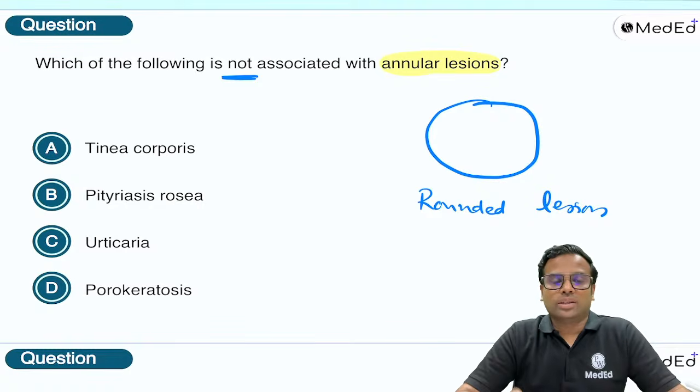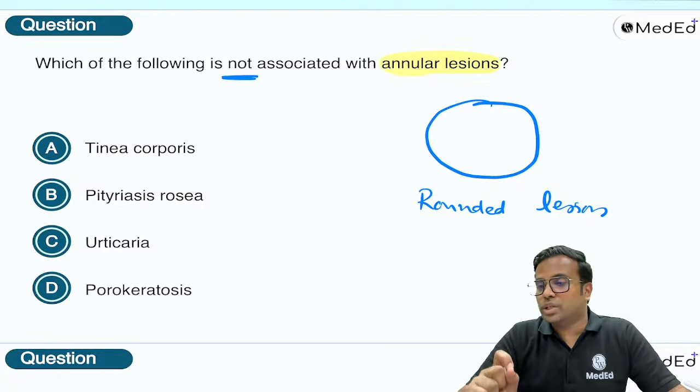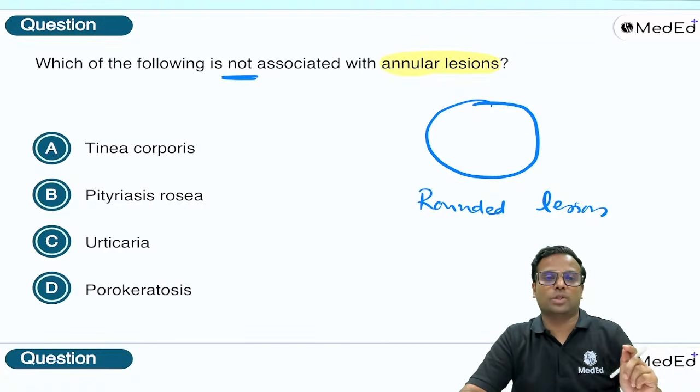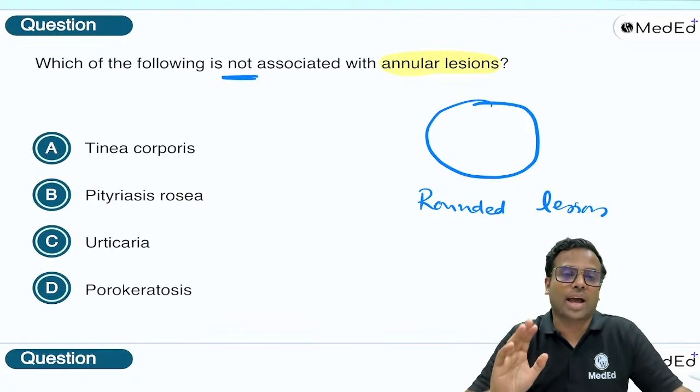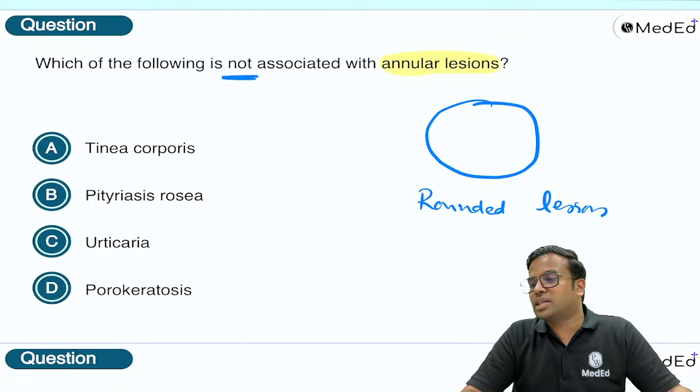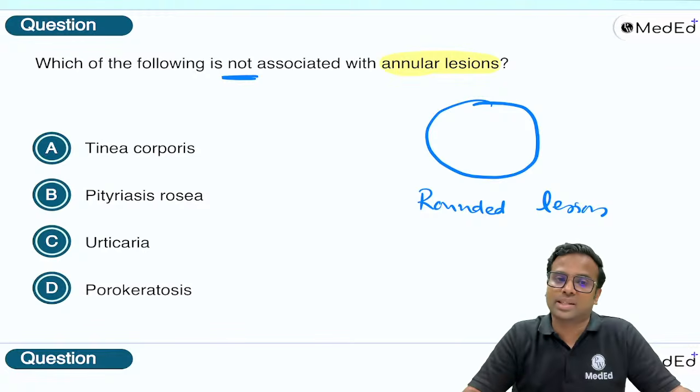Let's go one by one. The first option is Tinea corporis. Tinea corporis, we usually call it ringworm, right? So the name itself is ringworm, which means it is going to come to you with an annular lesion. So that we can easily rule out. The second one is Pityriasis rosea. So what I can see is Dr. Ayush Shukla is answering it correctly.